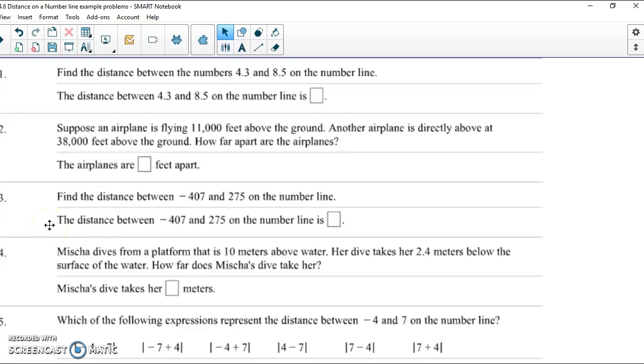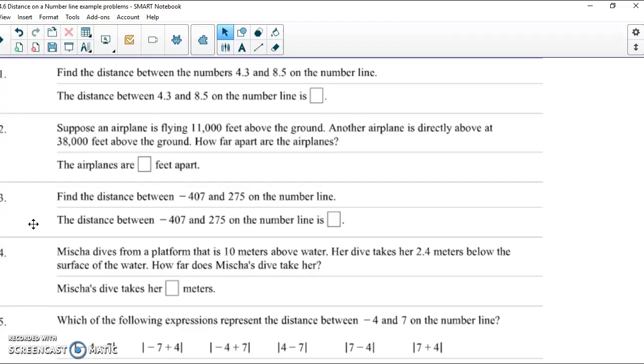All right, seventh grade. Today we are going to look at our last lesson in topic 4. So this is 4.6, distance on a number line. And we're going to continue using those integer rules we've been talking about for adding and subtracting positive and negative numbers and rational numbers.